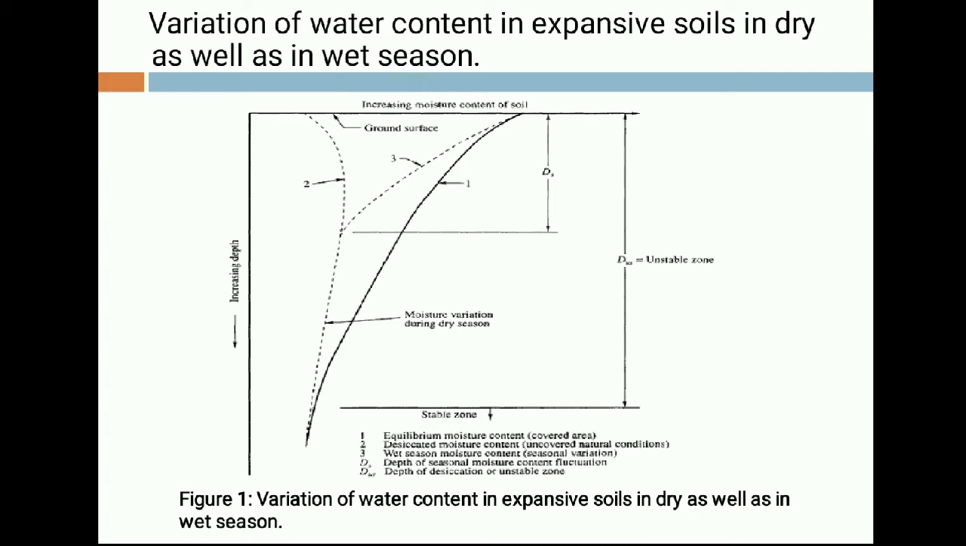Line 3 gives you the wet season moisture content, which is in case of monsoon season, where the amount of water depleting on the surface is not that much. Means the unstable depth in case of monsoon season will be less. Unstable depth is that depth up to which there will not be much water content variation, which can be seen by the line given by DUS. DUS stands for unstable zone in case of general other kinds of seasons other than your monsoon season.